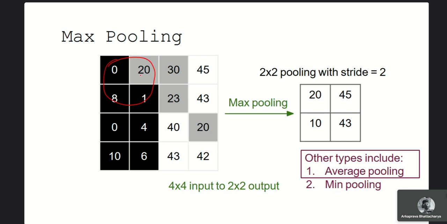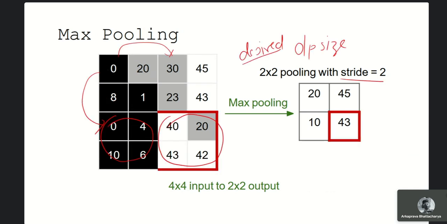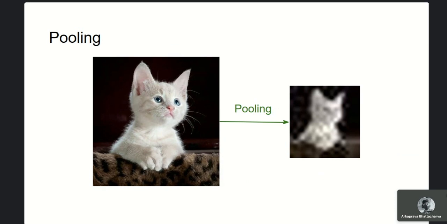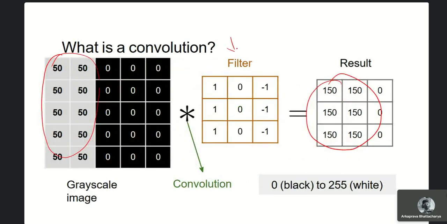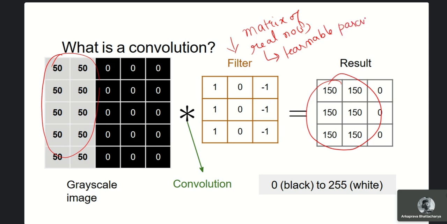So one different thing between pooling and what we did in convolution: if you remember convolution, I'll just go back to the convolution slide. We had these filters, and these filters were nothing but a matrix of real numbers. And this is a learnable parameter. What do we mean by a learnable parameter in a model? Something which is learning during the process of training. So these filter values will change over a period of time as our network learns.